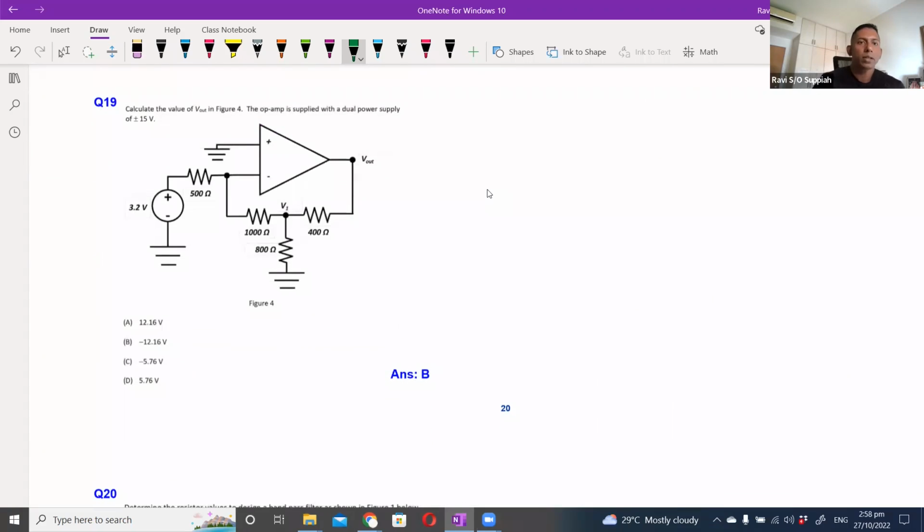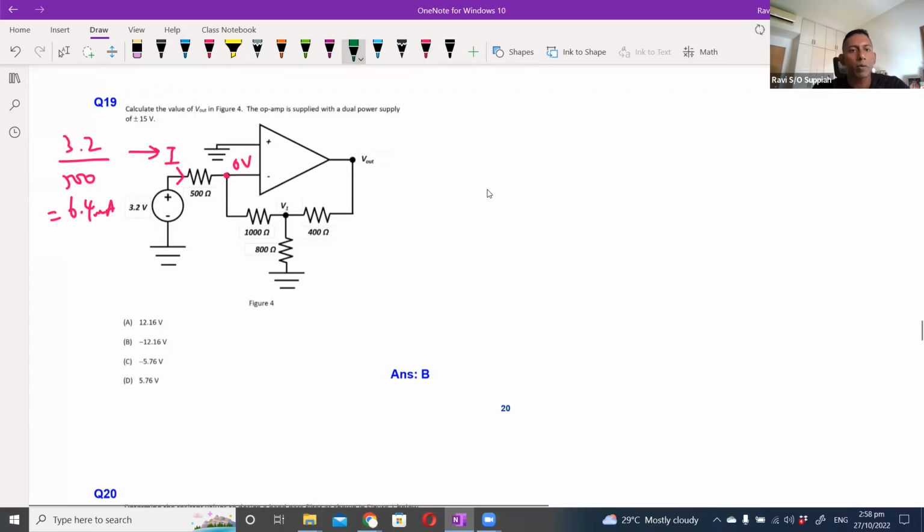Okay, question 19. Calculate the value of V out in this figure. Okay, so we have a dual power supply. So let's do the same analysis. V plus is connected to ground, which means that this point here is also 0 volts. If that point is 0 volt, then I can say that this current here, I, is equivalent to 3.2 over 500, which will be 6.4 milliampere.